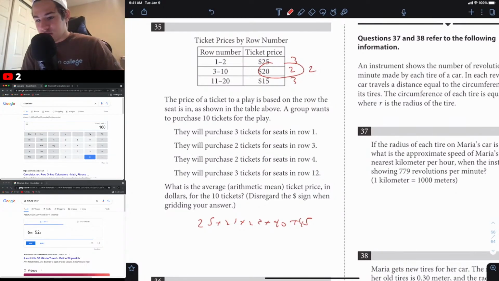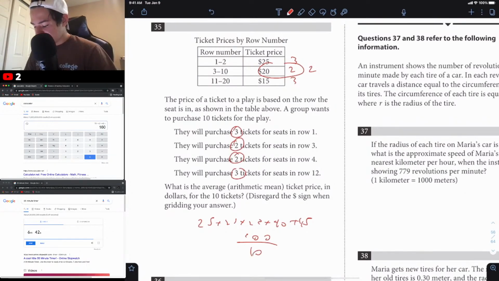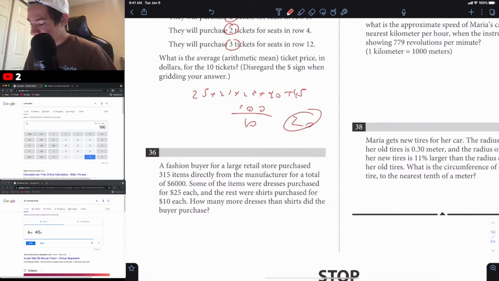We need to add 40 to this, so that's 200. Okay. So 200 divided by the total, which is 3 plus 2, 5, 7, 10, which is 20. The average is 20.